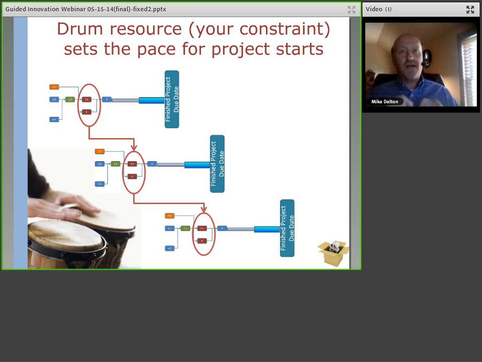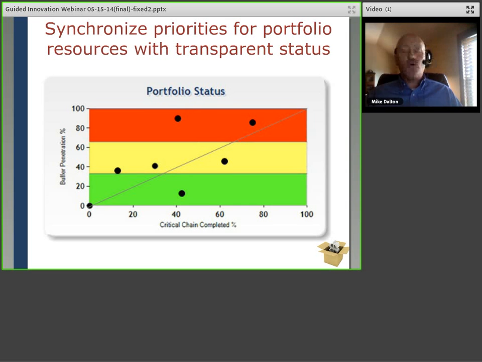Now again, still talking about the multi-project world, the buffer also helps us to synchronize shared resources, right? There are almost always shared resources, even if you have people singly assigned to a project team. They only work on one project. There are still some shared resources, things like testing, pilot plants, all those sorts of parts of the organization that end up being a shared resource.